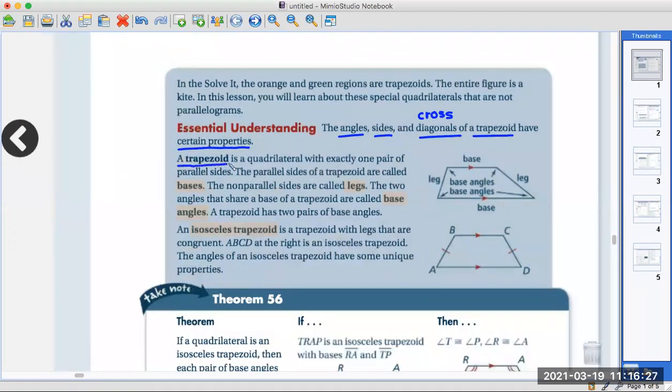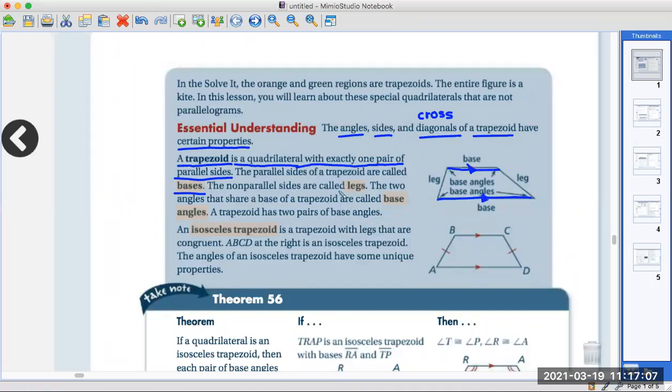A trapezoid is a quadrilateral, which is a four-sided closed figure with exactly one pair of parallel sides. So these are the two parallel sides. This is a trapezoid. Yeah, one pair, not like a parallelogram that has two pairs. The parallel sides of a trapezoid are called bases. So this is base 1, base 2, right here. And again, you can see the little arrows that indicate parallel sides, parallel lines, okay?